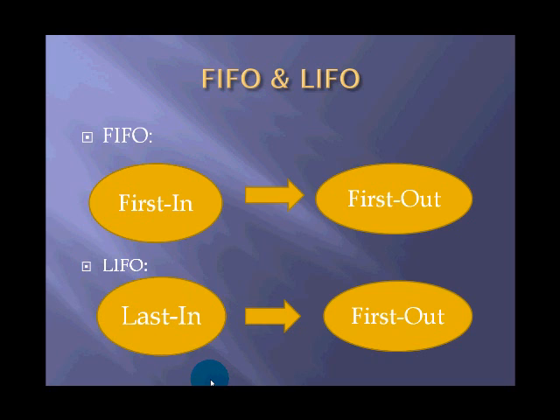LIFO stands for last in, first out. Using LIFO, the cost of the inventory that was most recently purchased will be the cost of the goods sold, even if the inventory actually sold was originally purchased at a lower cost.